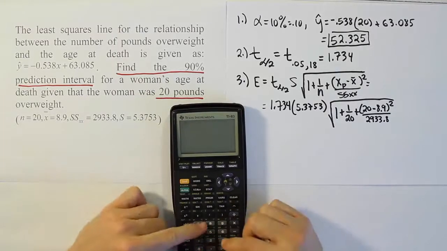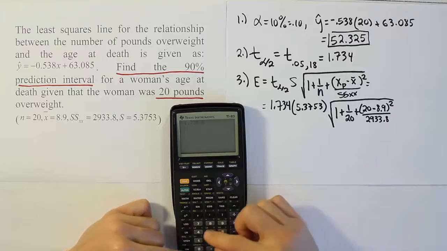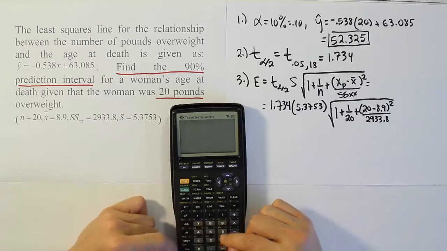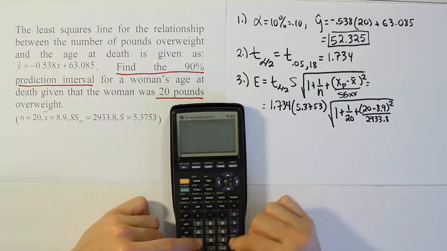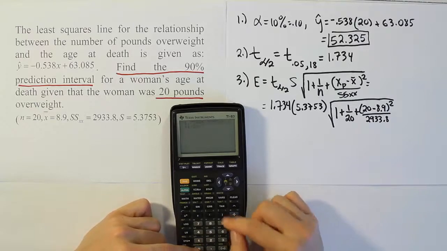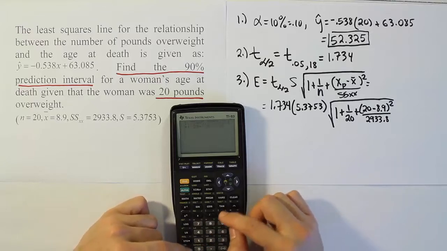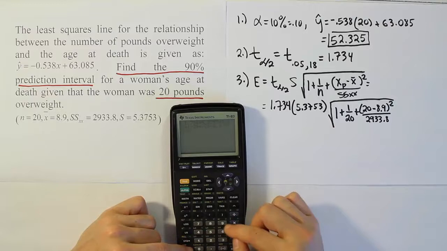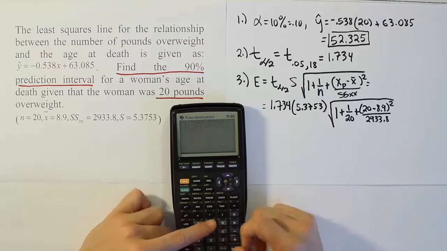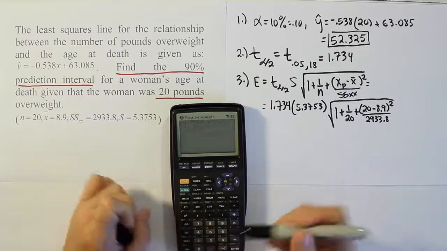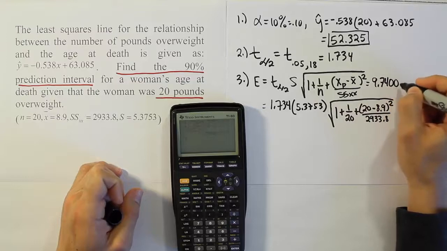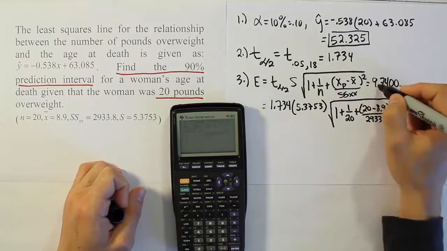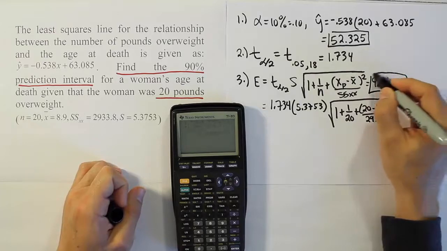Okay, so we have 1.734 times 5.3753 times the square root of 1 plus 1 divided by 20 plus parentheses 20 minus 8.9, close the bracket, squared, divided by 2933.8. Close it up, hit enter, and you get the answer 9.74, etc. 9.7400, right? Okay, so that's our margin of error.